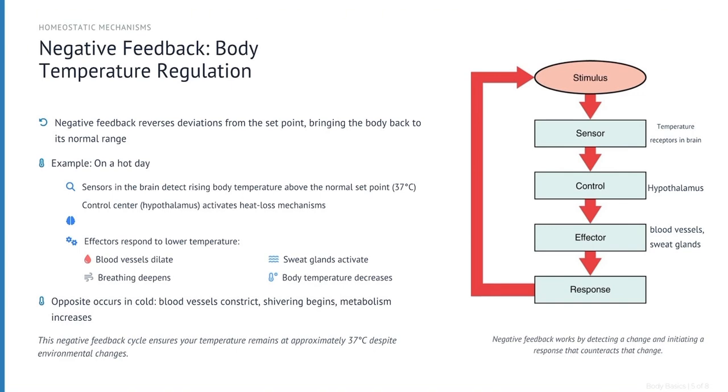For example, on a hot day, sensors in the brain detect rising body temperature above the normal set point. The control center, which is the hypothalamus, activates the heat loss mechanisms. The effectors respond to lower the temperature: blood vessels dilate, breathing deepens, and sweat glands activate, so body temperature decreases. The opposite occurs in cold. Blood vessels constrict, shivering begins, and metabolism increases.